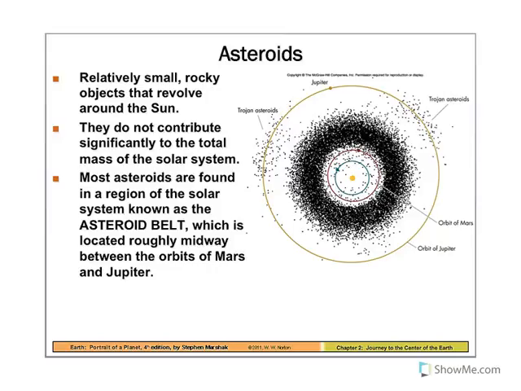So let's take a look at some of the other things that we can see in our solar system, some of the more fun objects. One is asteroids. Asteroids are rocky objects that do revolve around the sun. You can see there are many of them, and they all have their own orbit around the sun. Now they are relatively small in comparison to, say, a planet, but they can be very large.